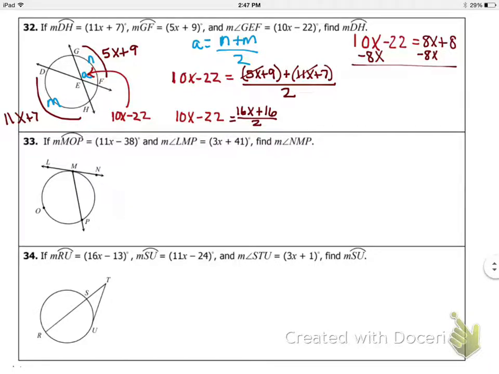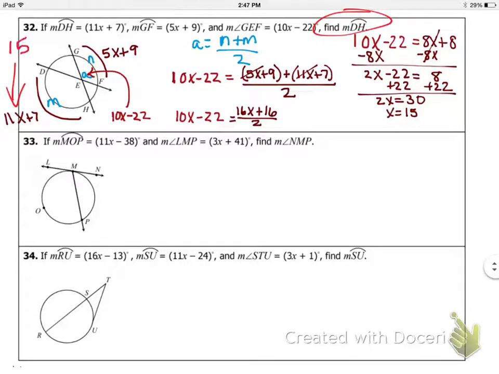I'm going to take 8x to this side. I'm going to get 2x minus 22 equals 8, and then add 22. Solve here and get x equals 15. But that's not what it was asking. It was asking for arc DH, so I need to plug x in over here. Plug in 15 because that's what we were asked to find.